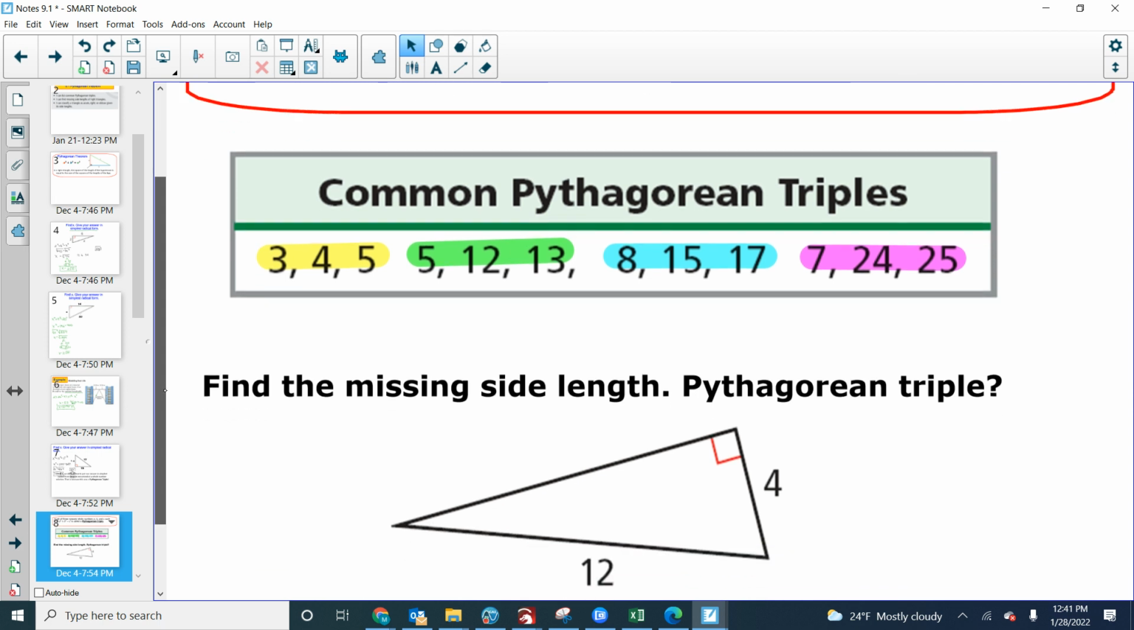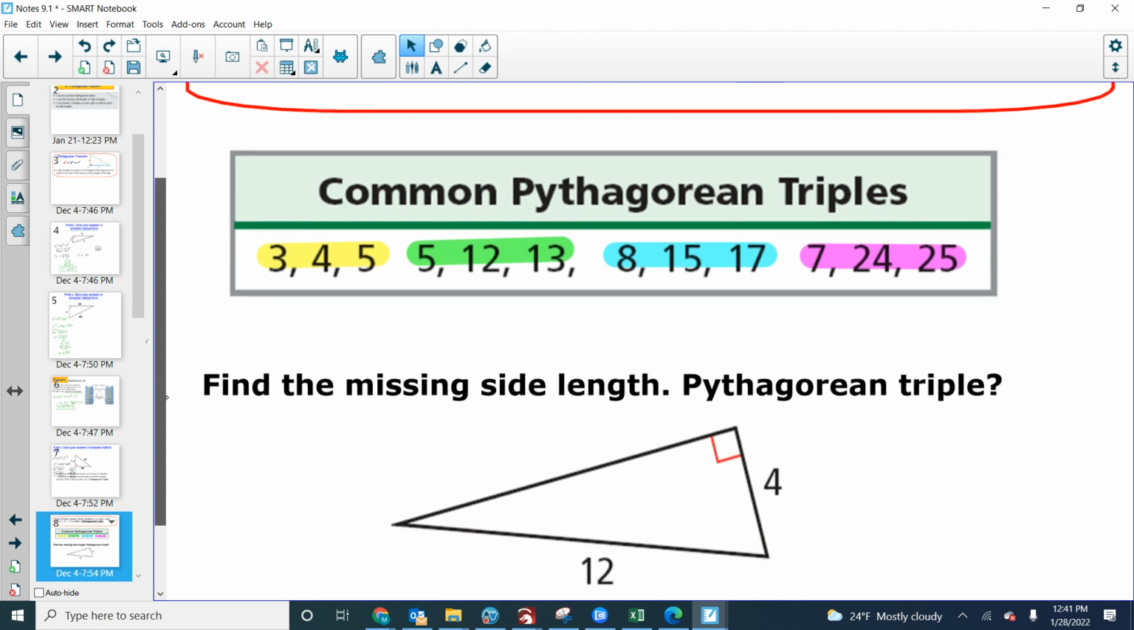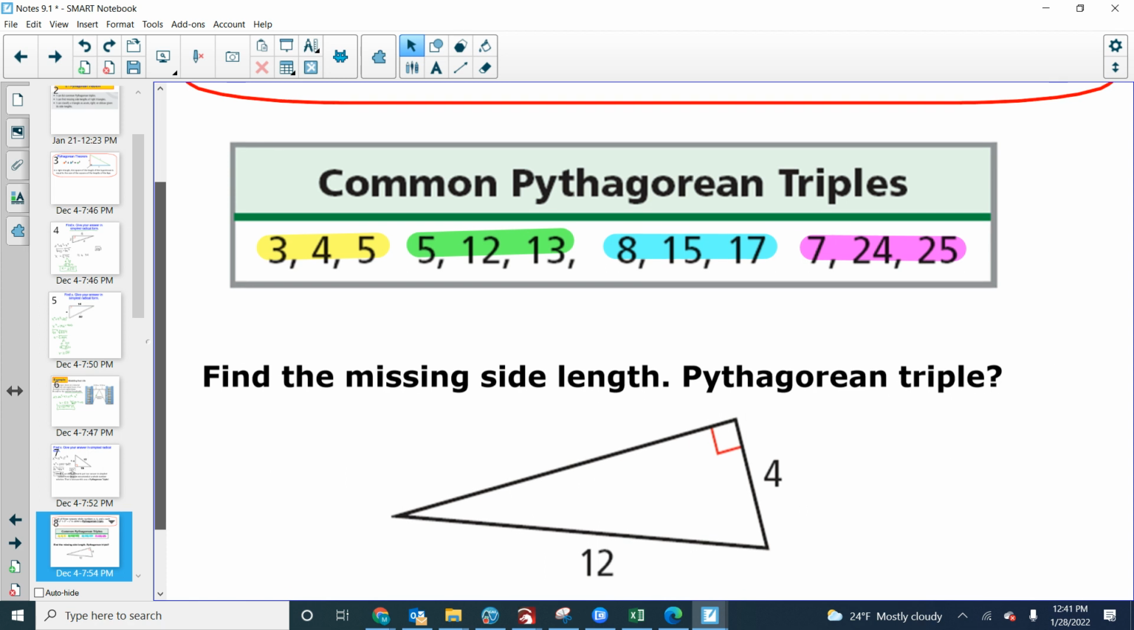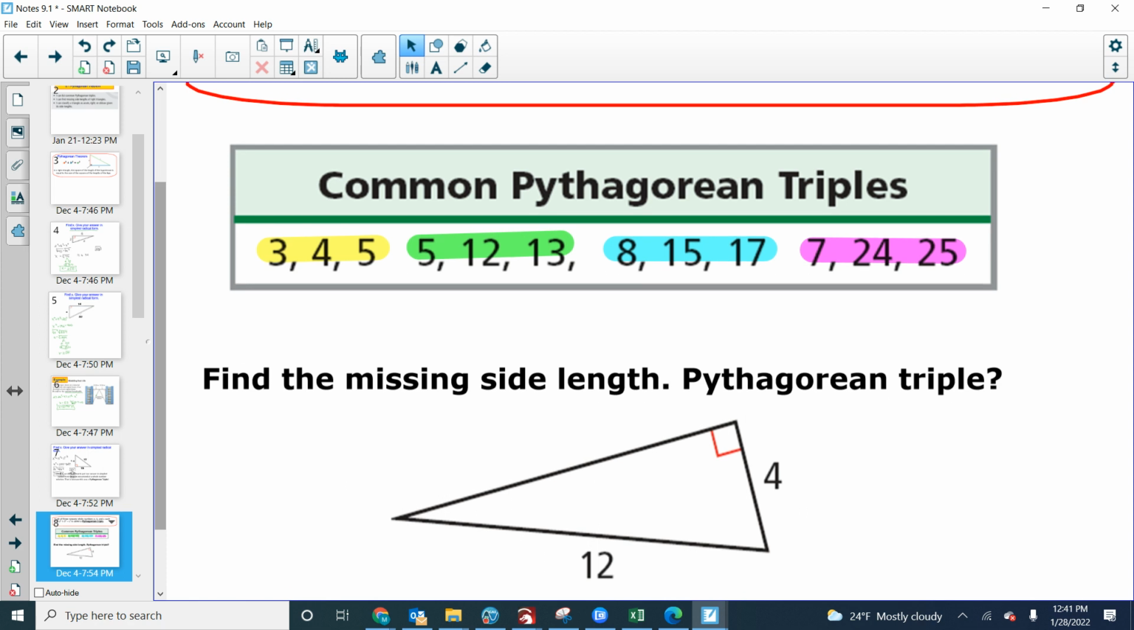Wait, hold up. Before you pack up, listen. These are some examples of Pythagorean triples. If the sides were 3, 4, the hypotenuse would be 5. 5, 12, the hypotenuse would be 13. These are nice whole numbers that fulfill the Pythagorean theorem.